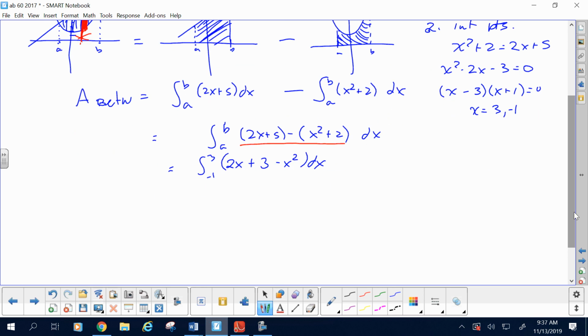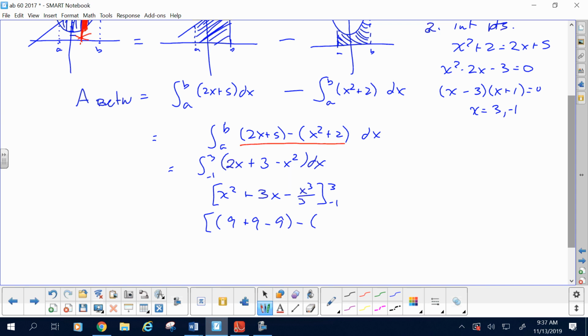Integrating, what's the antiderivative of 2x? x squared. What's the antiderivative of 3? And what's the antiderivative of negative x squared? Negative x cubed over 3, or 1/3, from negative 1 to 3, right? Do I put in 3 first or negative 1 first? 3. When I put in 3, I get 9 plus 9 minus 9.